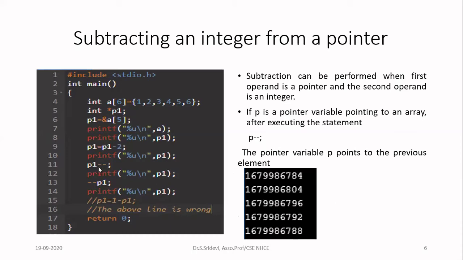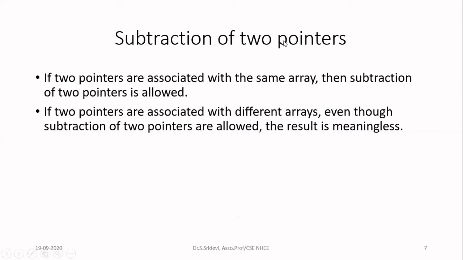And one more rule is you can perform subtraction of an integer from a pointer, but you cannot subtract a pointer from an integer. But both prefix and postfix increments are allowed. These are the rules. In case of addition, our exception case is you cannot add 2 pointer variables. Now let us go to subtraction of 2 pointers.